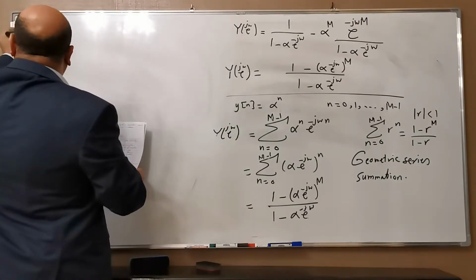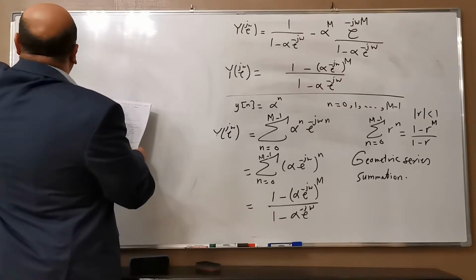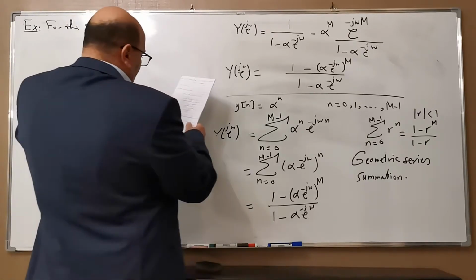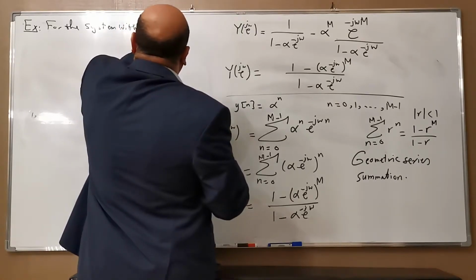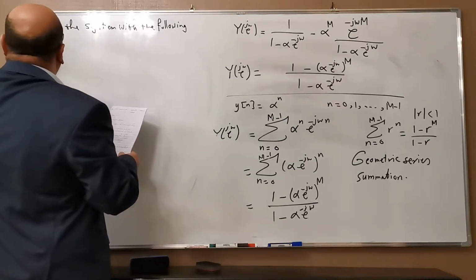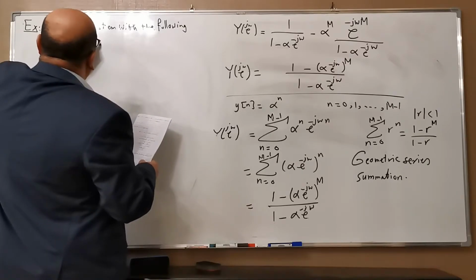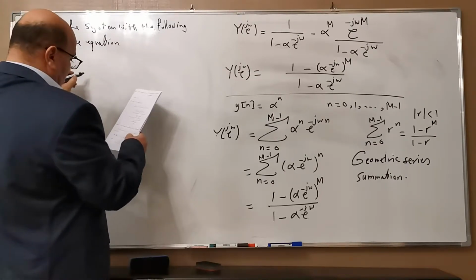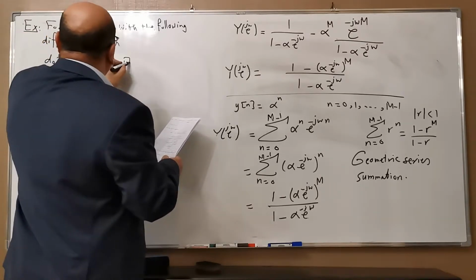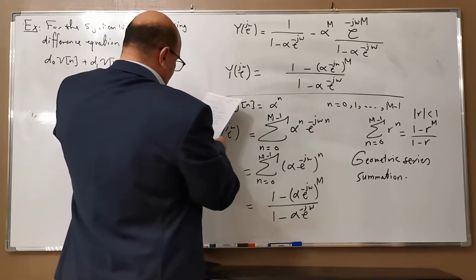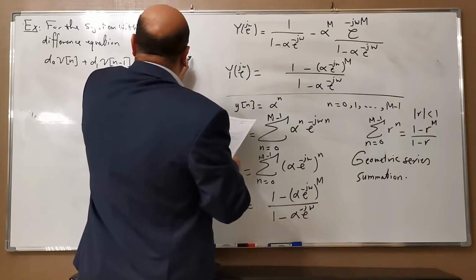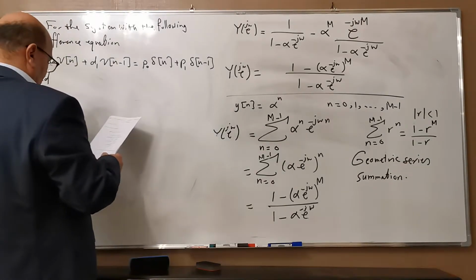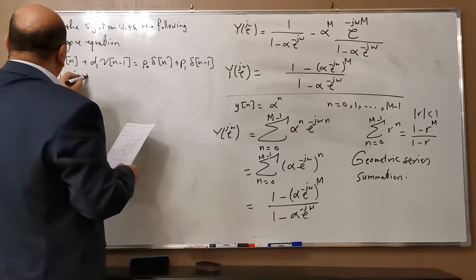We'll take another example and look at it also, for the system with the following difference equation: d0 v of n plus d1 v of n minus 1 equals p0 delta of n plus p1 delta of n minus 1. Find v of e j omega.